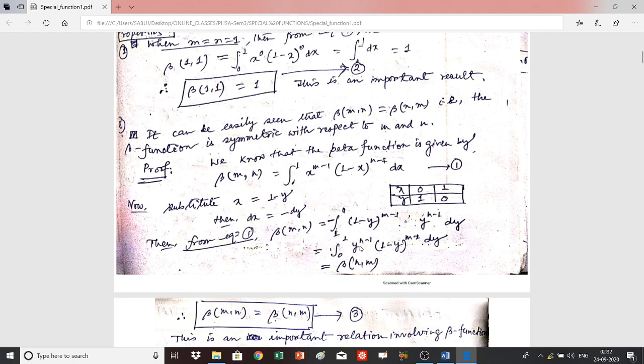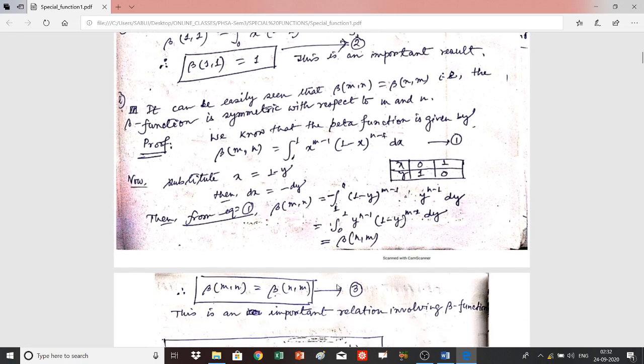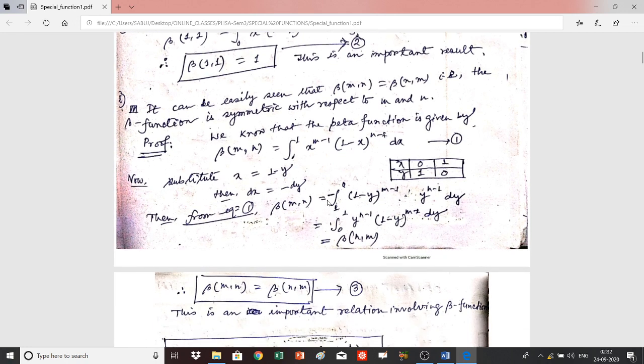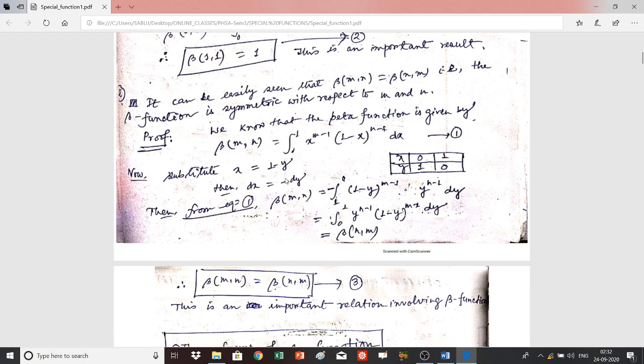From the definition of beta function, y to the n minus 1 into (1 minus y) to the m minus 1 will be beta mn. So from here it is proved that beta mn is equal to beta nm. That means in this case the symmetric function is found. That means the beta function preserves symmetry.